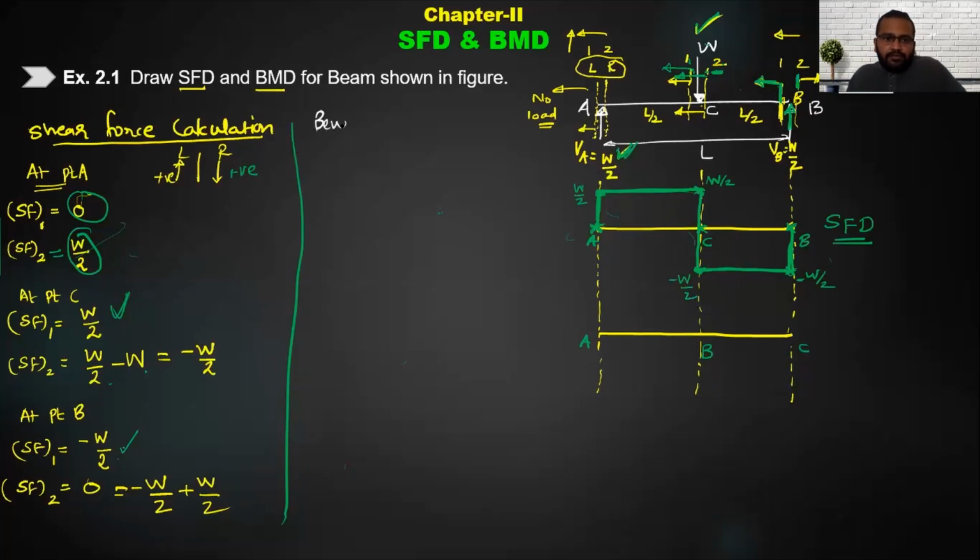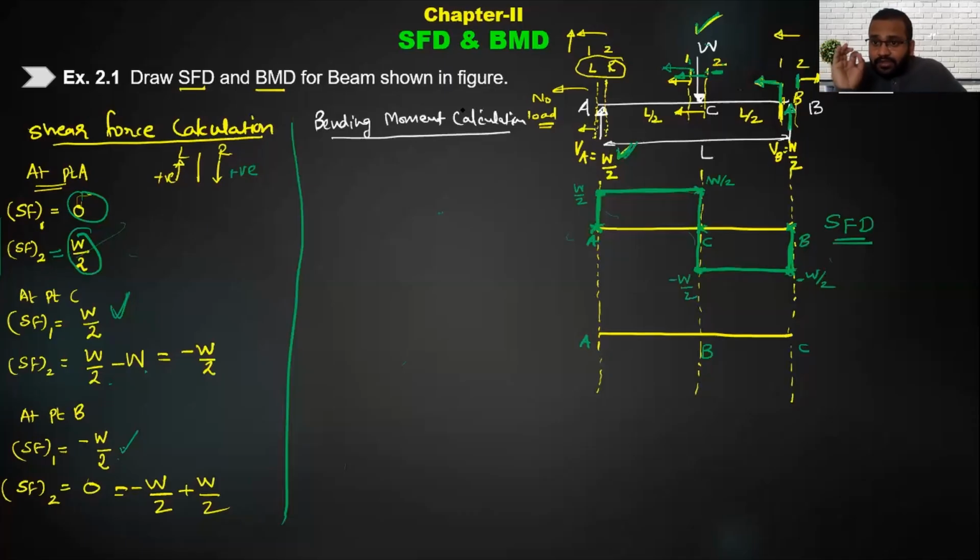So, bending moment calculation. Now see here, in shear force the value drastically changes wherever the point loads are acting. Okay, in shear force the values drastically change wherever the point loads are acting, right? And in bending moment, the bending moment value will drastically change if and only if a moment is acting at a point.